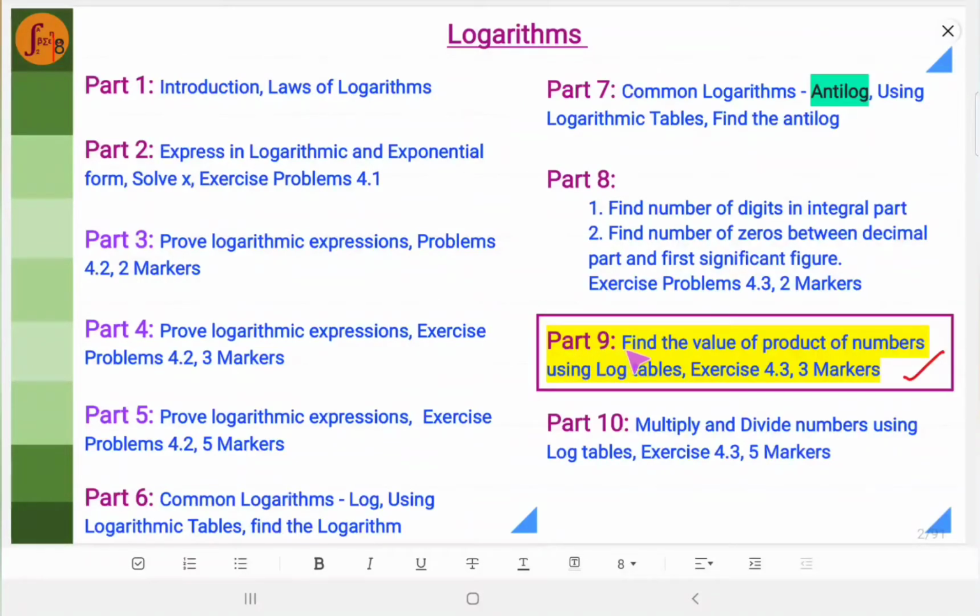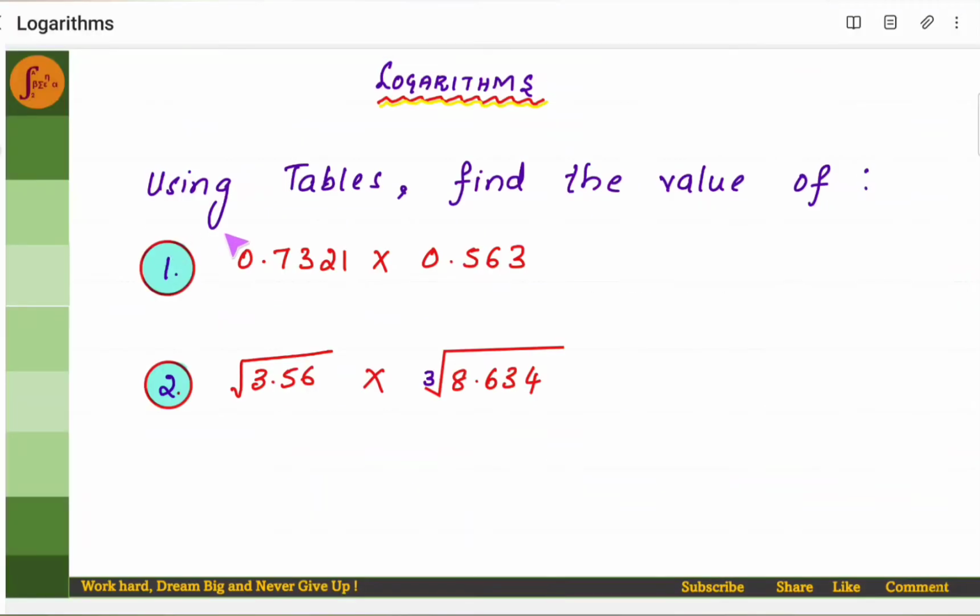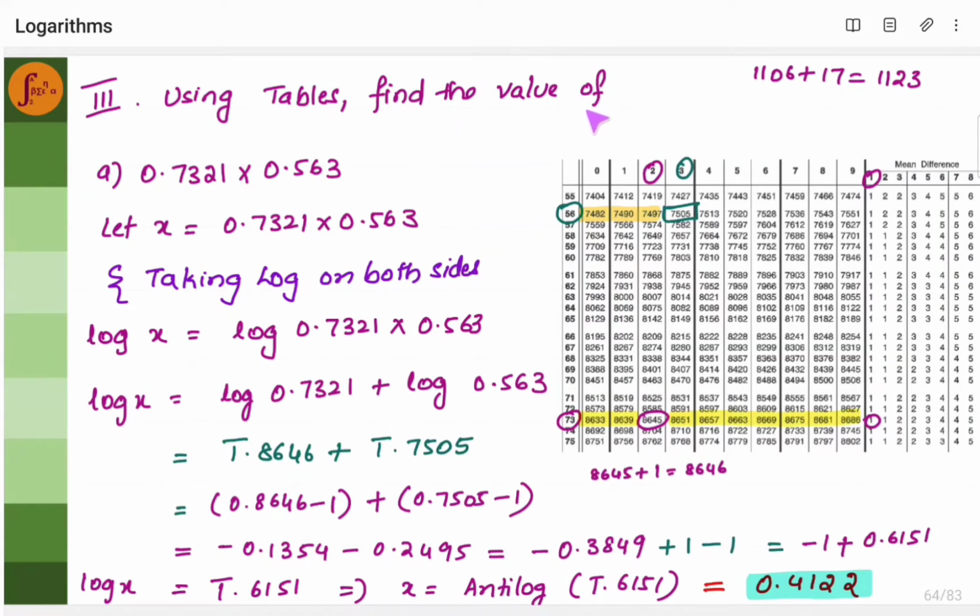Hi everyone. In this video we'll go through how to find the product of numbers using log tables. Let's solve these two problems using logarithms. Let's take this particular problem where, using tables, we have to find the value of this particular expression.